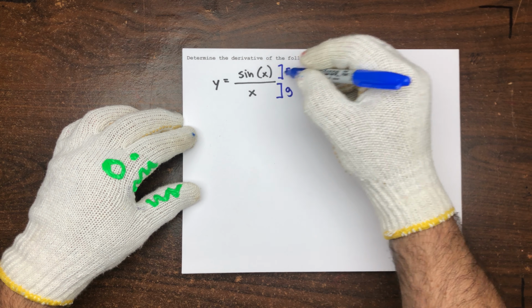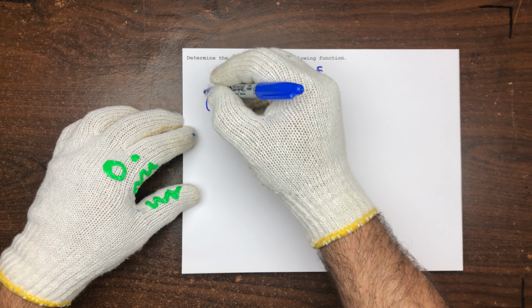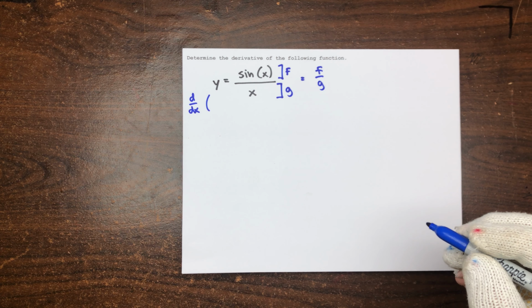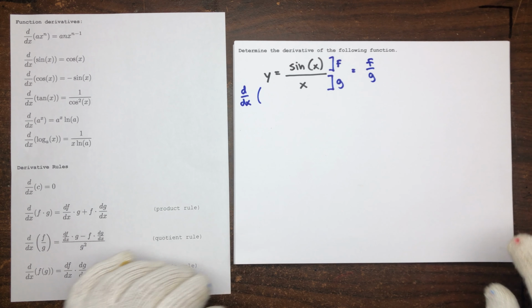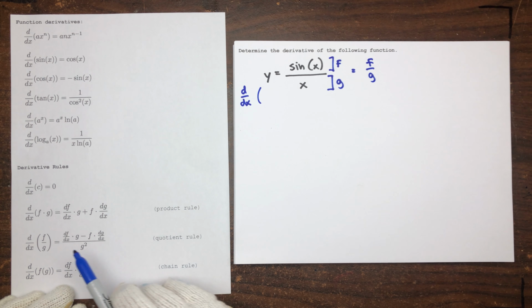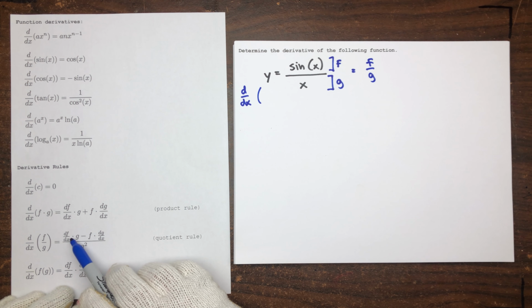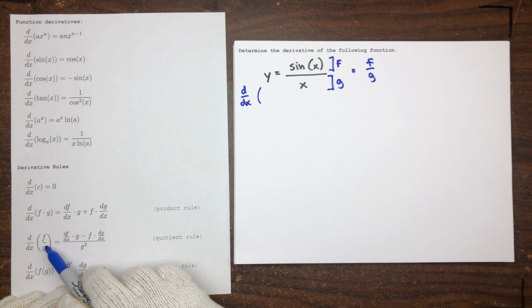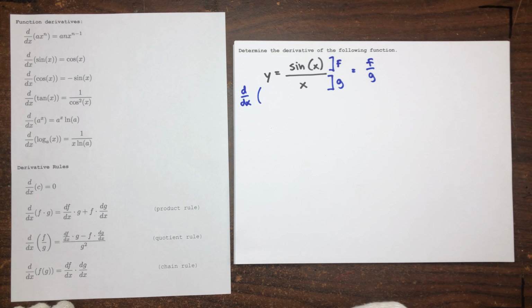So really this is y is equal to f divided by g, and we want to take the d by dx of that. And we have that as a rule right here. It says, ooh, new formula sheet, that's nice. Quotient rule. If you have a derivative of a function divided by another function, it is equal to the derivative of the first function times the second function, or the bottom function, minus the derivative of the first function times the derivative of the bottom function, all divided by the bottom function squared.